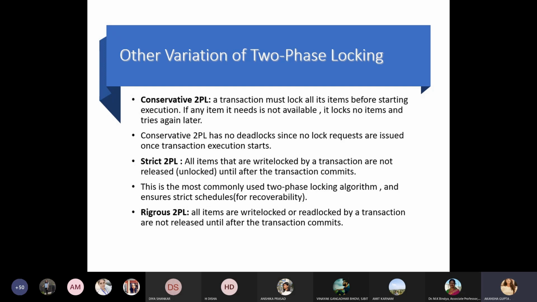In practice, the most popular variation of 2PL is strict 2PL, which guarantees strict schedules. In this variation, a transaction T does not release any of its exclusive locks until after it commits or aborts. Hence, no other transaction can read or write an item that is written by T unless T has committed, leading to a strict schedule for recoverability. Strict 2PL is not deadlock free. A more restrictive variation of strict 2PL is rigorous 2PL, which also guarantees strict schedules. In this variation, a transaction T does not release any of its locks until after it commits or aborts, and so it is easier to implement than strict 2PL.